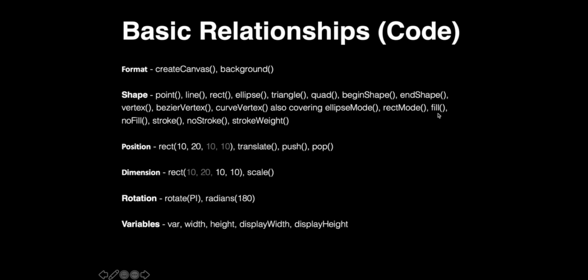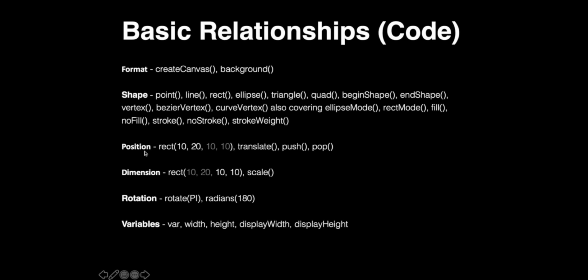There's a fill for filling the shape with a color or grayscale. There's no fill if you want it to be completely transparent. There's stroke for, again, the stroke color of the shape. No stroke if you don't want to have a stroke, and then stroke weight to change the weight of that stroke.